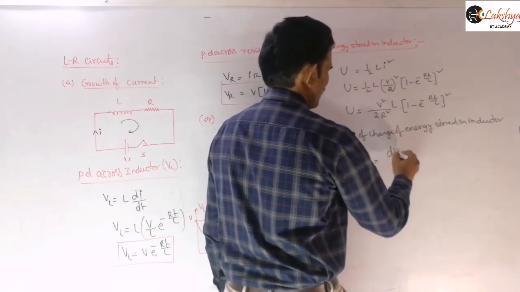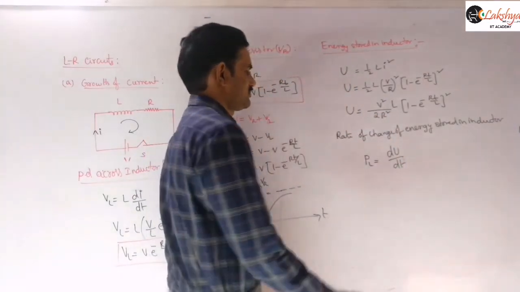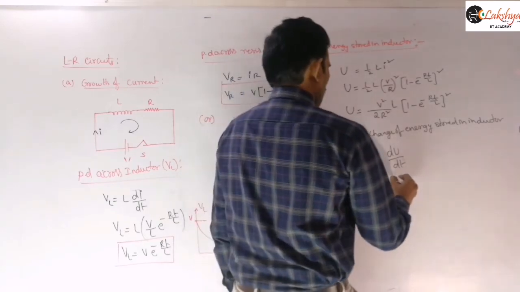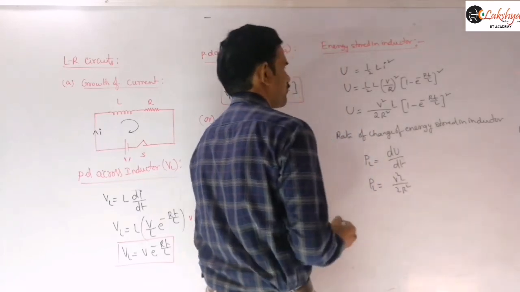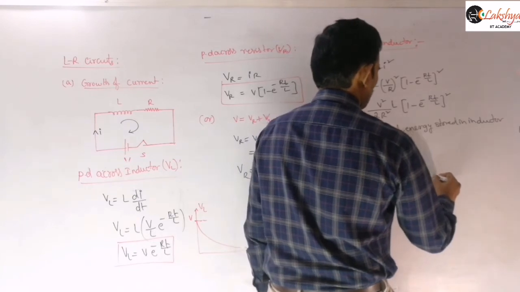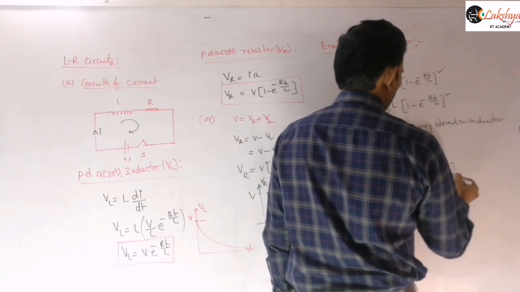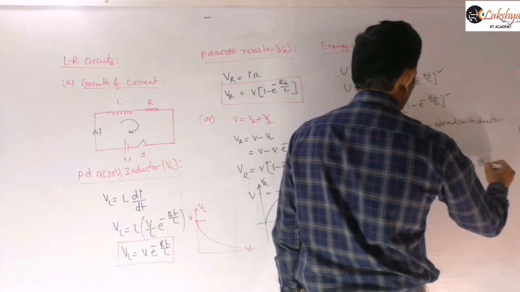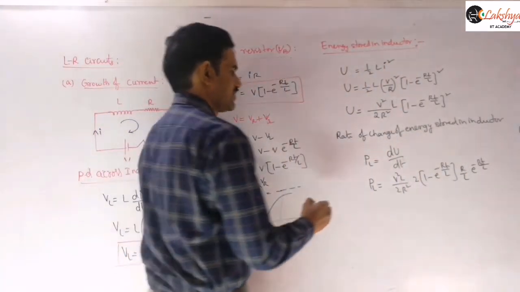Which you can write as dU by dt. So you need to differentiate that equation now. Therefore this is V square L by 2R square into the differentiation of this, 2 into 1 minus e power minus RT by L, into the internal differentiation, R by L into e power minus RT by L. Then let us simplify this finally.